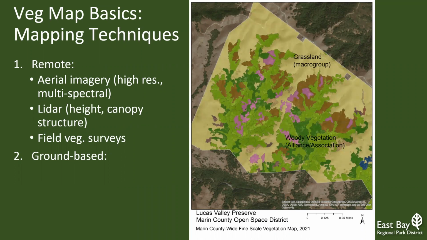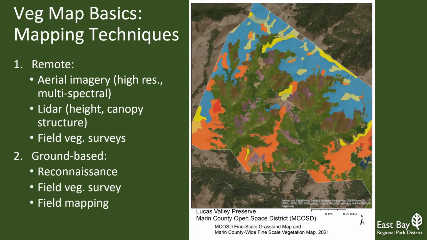Now, this is the new fine scale vegetation map for Marin County. And using remote techniques, mappers were able to accurately map woody vegetation types at a fine scale to the alliance and association level. Grasslands, on the other hand, cannot be mapped at a fine scale using remote techniques because the mappers can't detect a distinct signature in the vegetation. So to map grasslands, we need to use ground-based techniques. And basically, ground-based techniques involve walking around with a GPS unit.